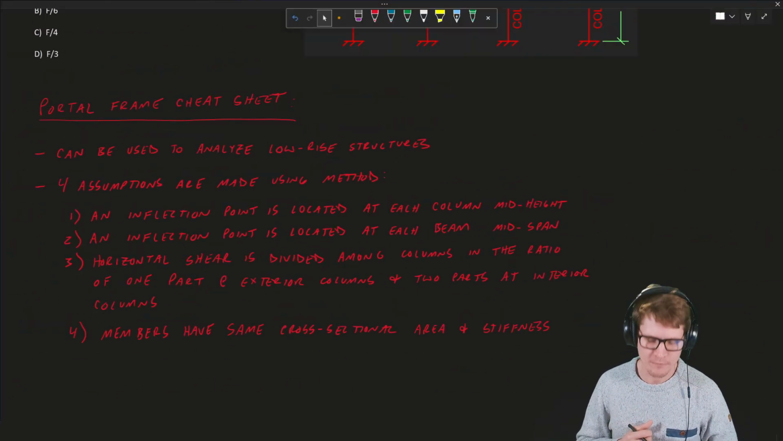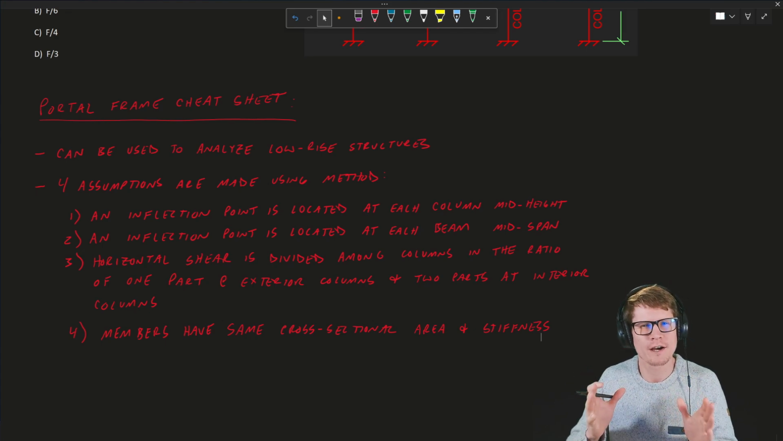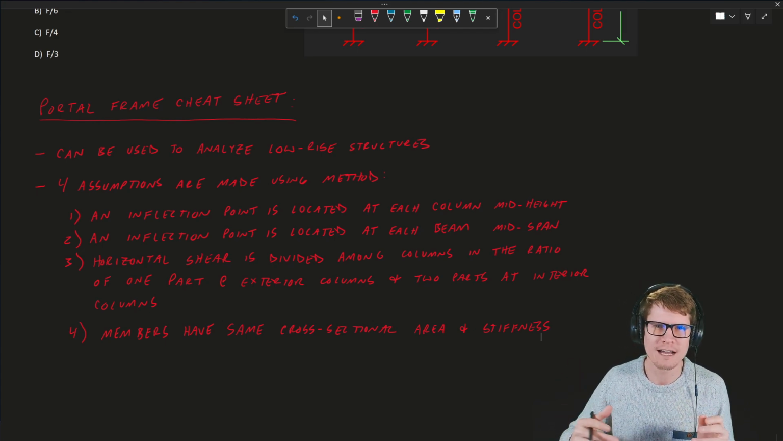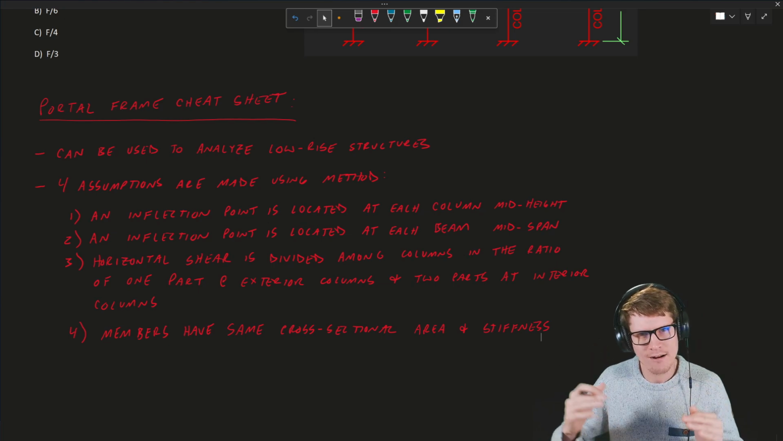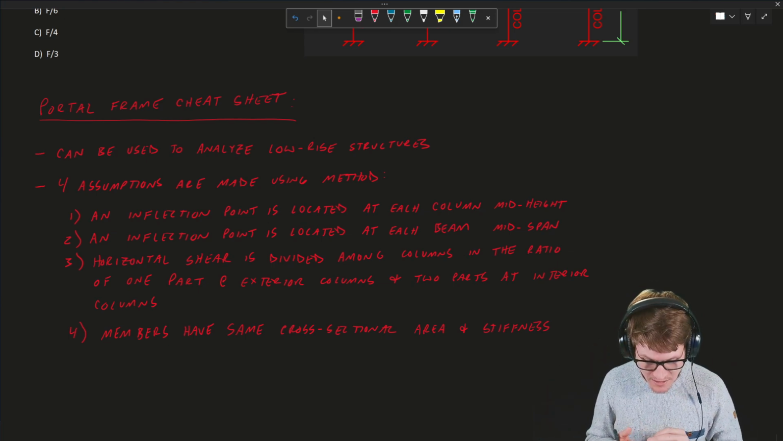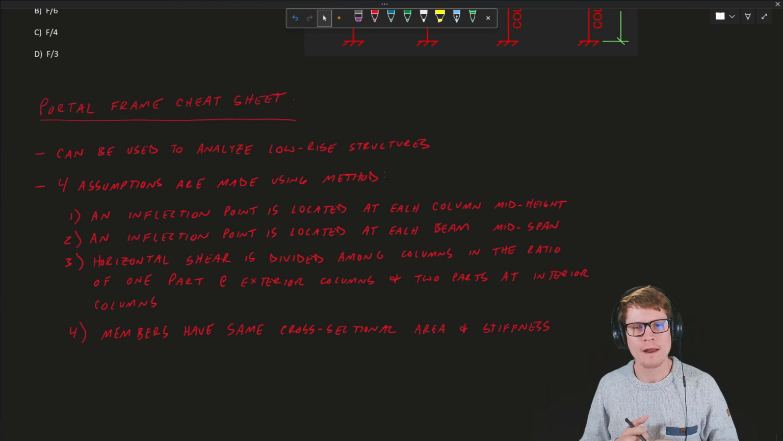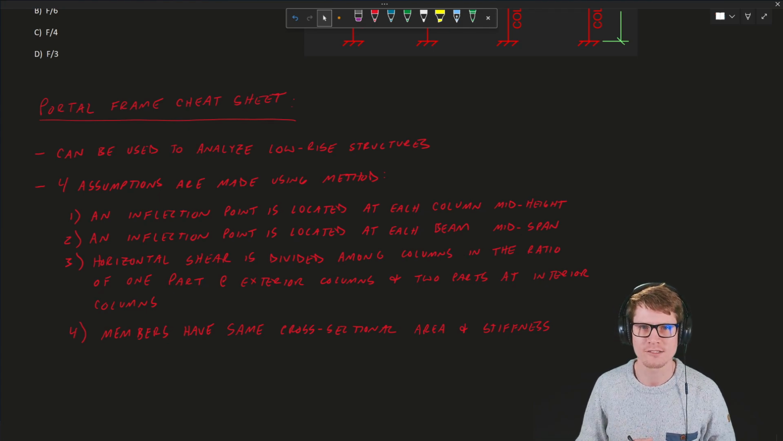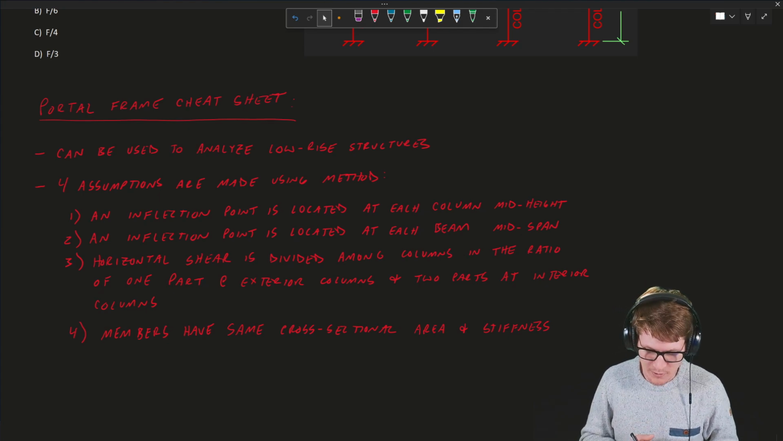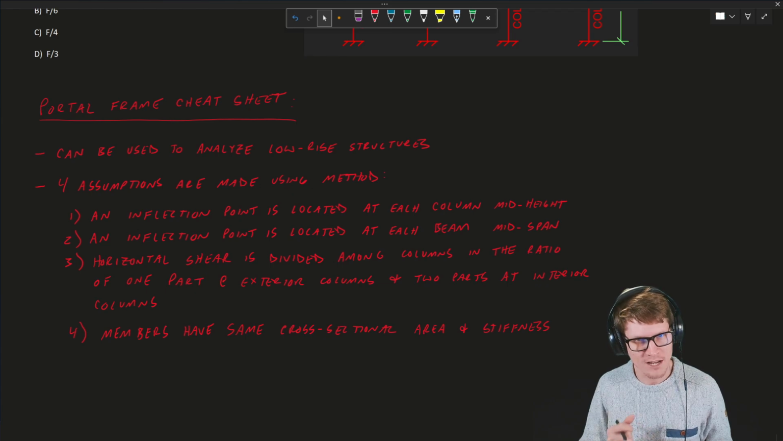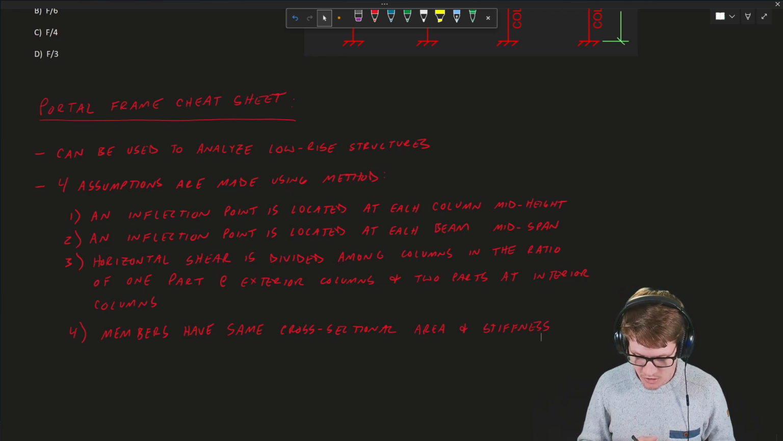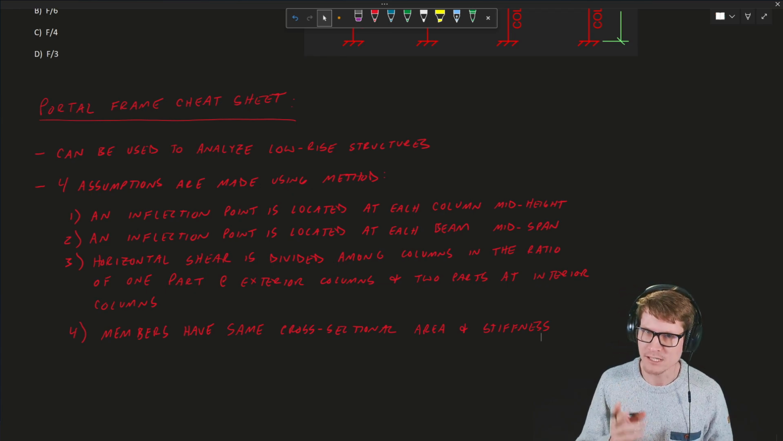You can use the portal frame method for low-rise structure analysis. I'm not sure where the cutoff actually happens, 3, 4, 5, 6, somewhere in there. I'd have to double check on that. And then there are 4 assumptions that are made when we're using this method for analysis. 1, an inflection point is located at each column's mid-height. 2, an inflection point is also located at each beam's mid-span.